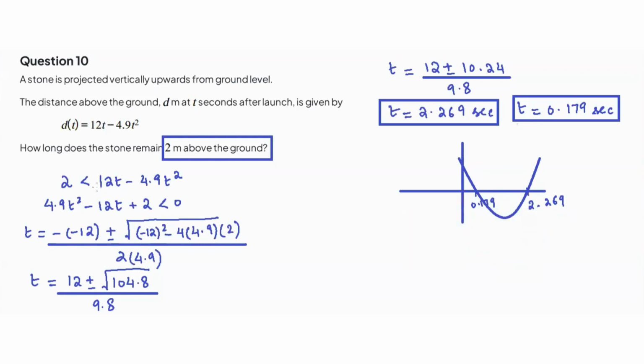And since the inequality was less than, that means we look at the values under the y-axis. So over here, t is increasing at 0.179 and it's decreasing at 2.269. Which means the time would be the difference of these two: 2.269 minus 0.179, which is going to be 2.09 seconds. That is your answer.